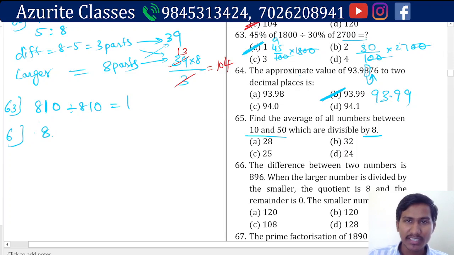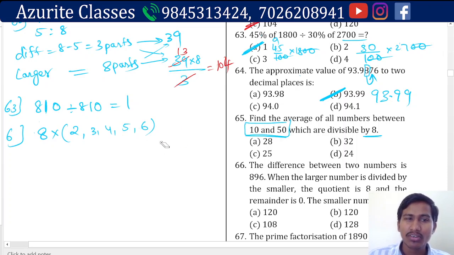8 ones are 8, we cannot take. 8 twos are 16. So what I will do, I will take the easy method. 8 twos are 16, 8 threes are 24, 8 fours are 32, and 8 fives are 40, 8 sixes are 48. So 48 we can take till here. Between 10 and 50 it will be there.